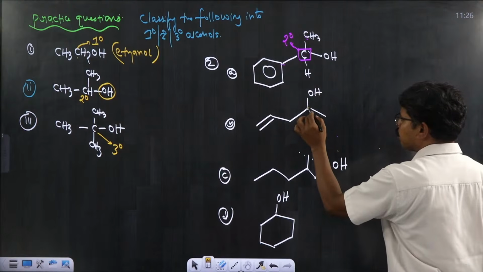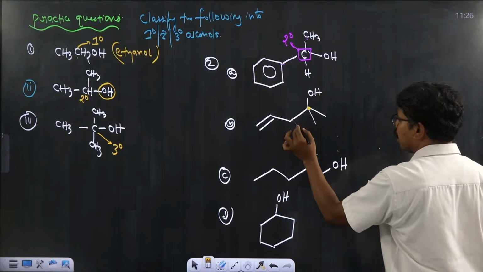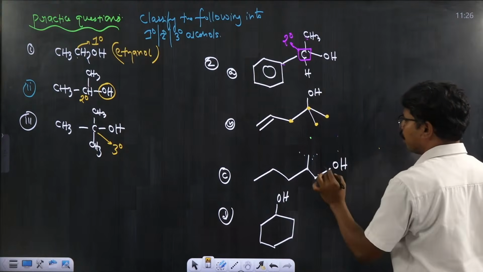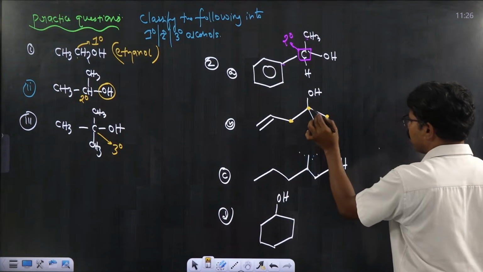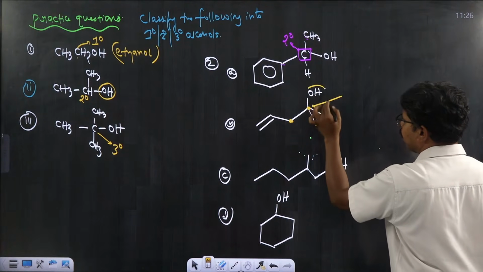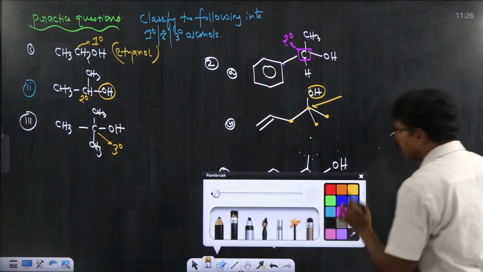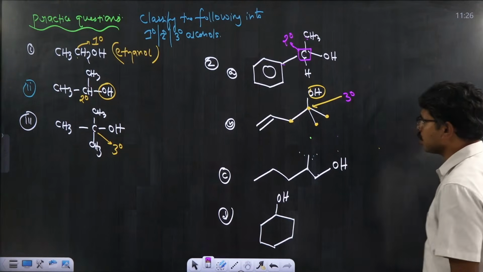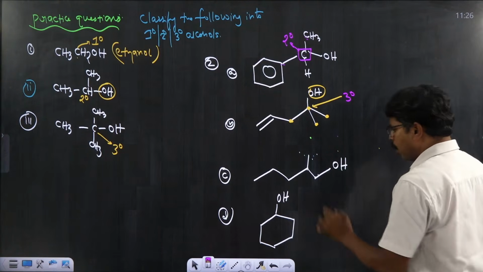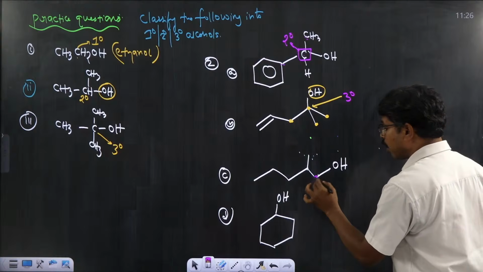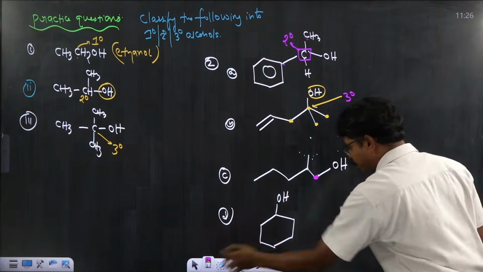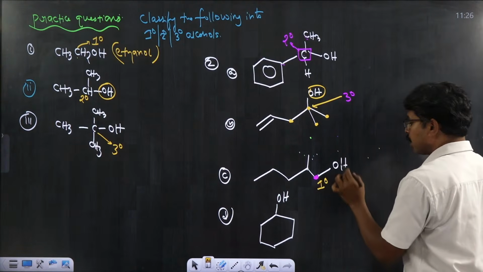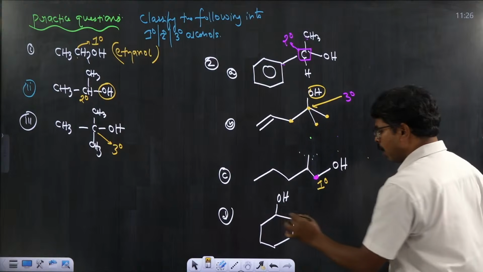Now if you just observe this carbon which is directly in contact with OH, the reference carbon, what is the reference carbon? The carbon which is directly attached with OH is a tertiary carbon. Hence the corresponding alcohol is a tertiary alcohol. Now just try to focus on the carbon which is directly attached with OH. Since this carbon is a primary carbon, the corresponding alcohol is a primary alcohol.